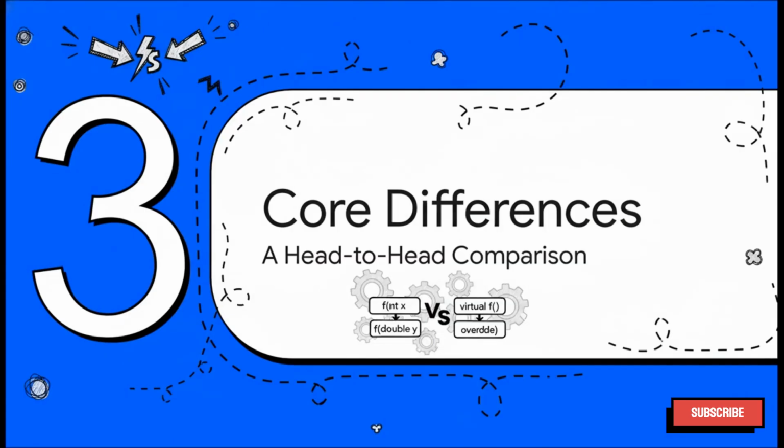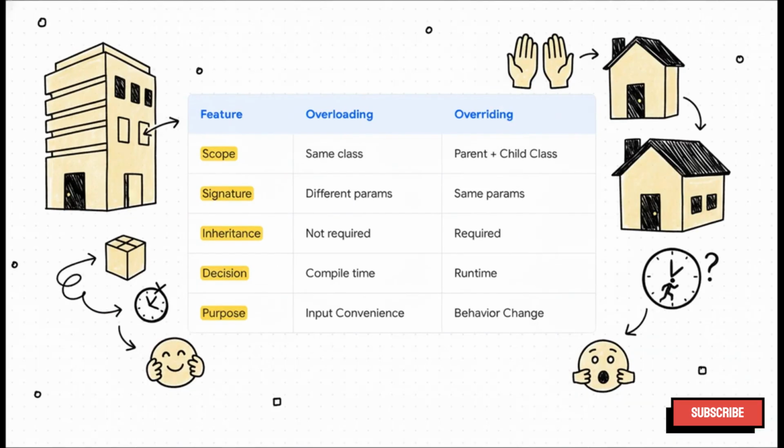Okay, so we've seen both overloading and overriding in a real-world context. To make sure this really sticks, let's put them side by side in a direct comparison. This is the cheat sheet you'll want to screenshot for later. Let's just quickly walk through this. Scope: overloading happens in the same class. Overriding: you need inheritance, a parent, and a child class. Signature: this is a big one. Overloading needs different parameters. Overriding demands the exact same parameters.